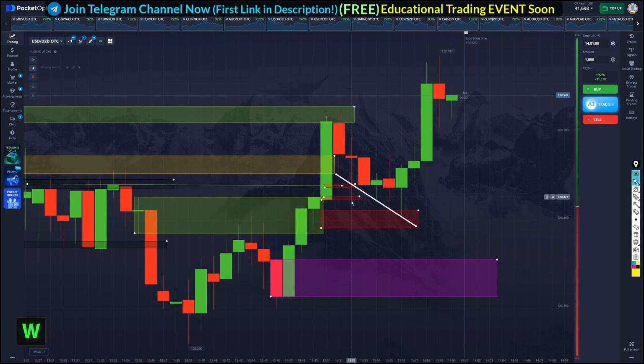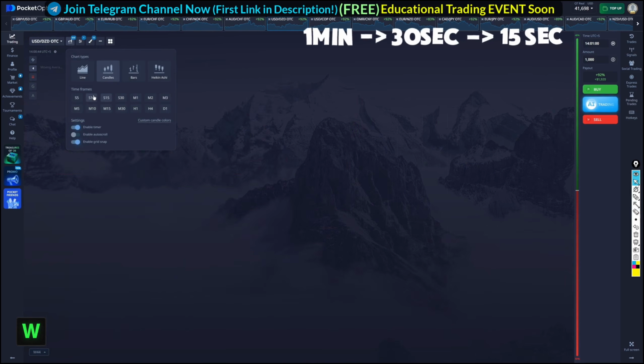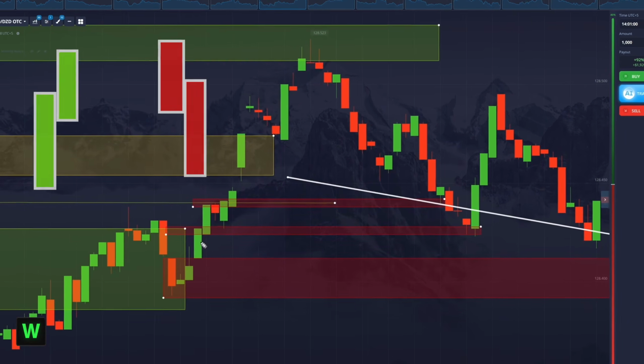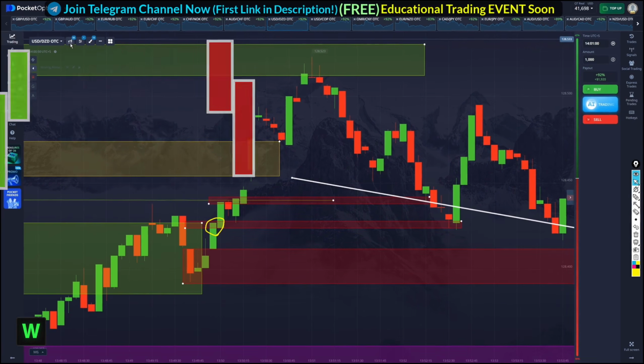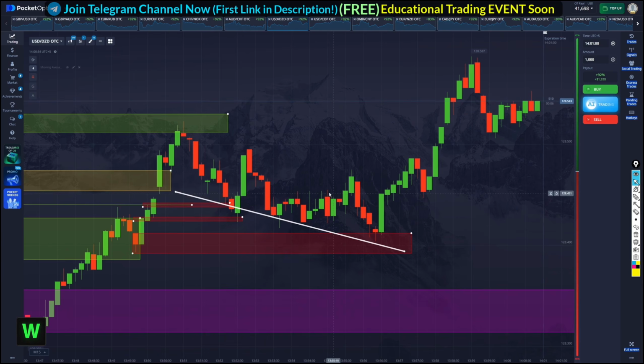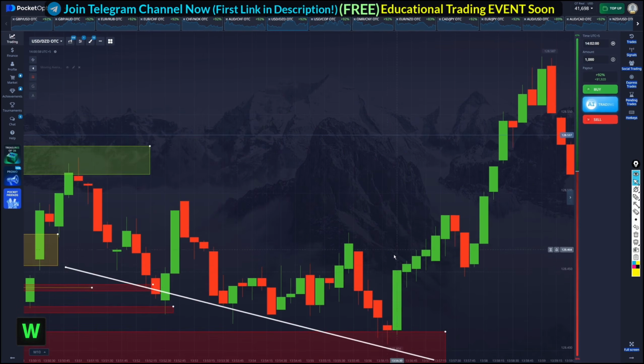Okay, now how did we find the entry? We go to lower time frame. We treat entries as overlaps or visible supply or demand. Okay, visible supply or demand, just like this one. And market reacts from all of them.